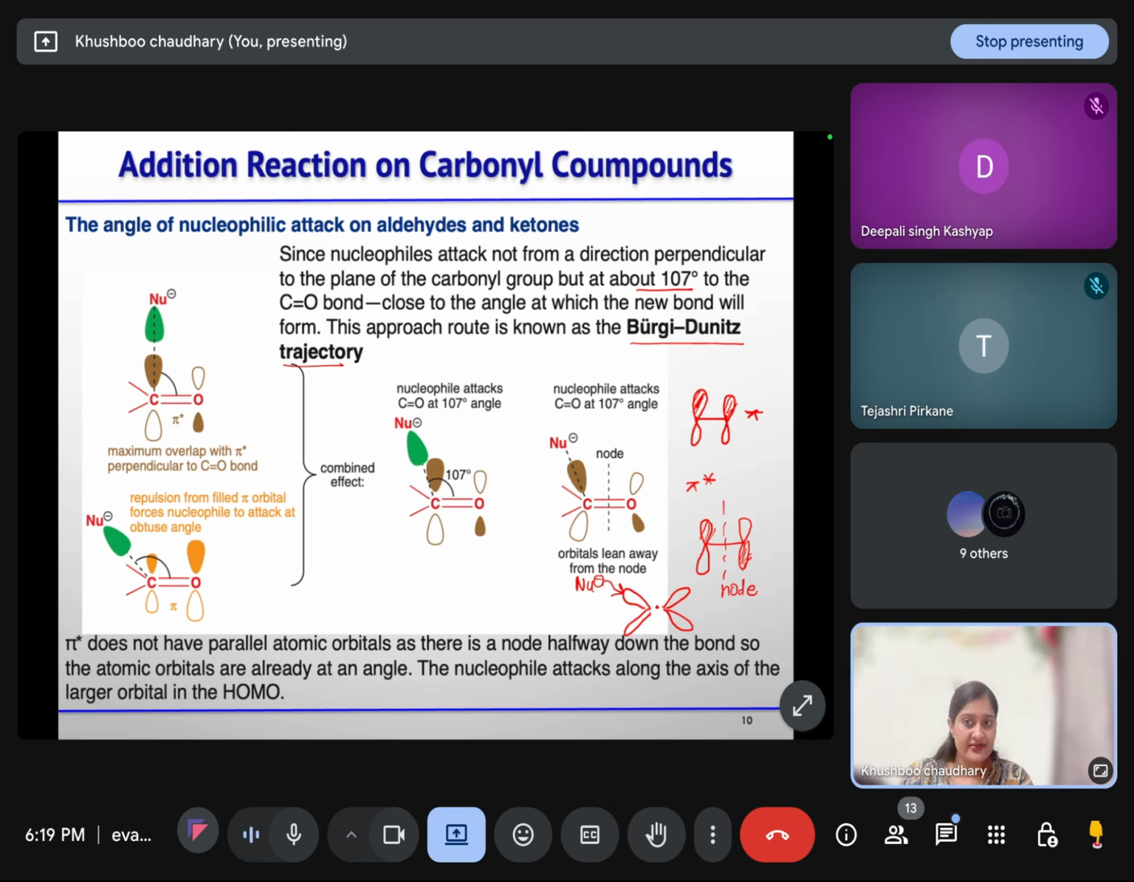Is this clear why the nucleophile is approaching from an angle? Because of the presence of the node, the pi star orbitals arrange themselves away from the node, so they come at some angle, and the nucleophile can easily approach from that angle. Is this clear? Yes, ma'am. Okay.